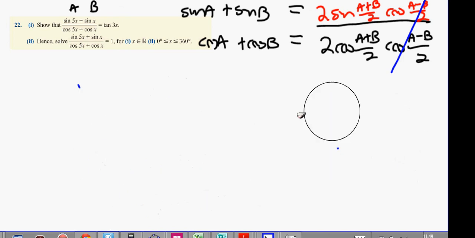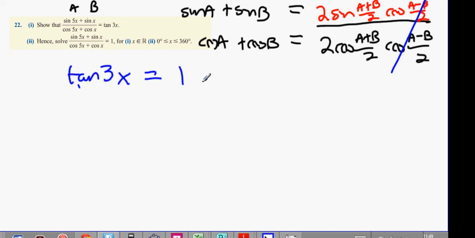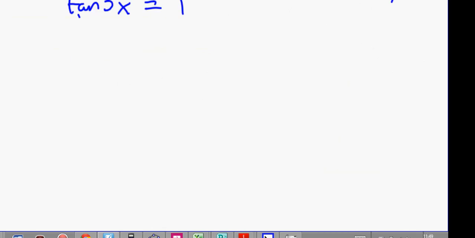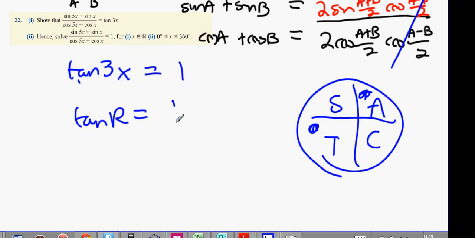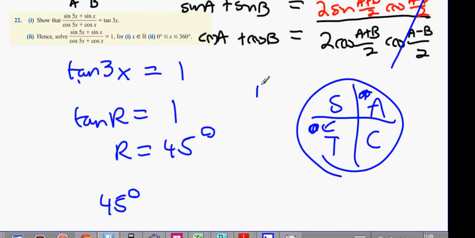Okay? Now we're on the second part. And the second part, I won't get to do it all now, but here's what's going to happen. You're going to get tan 3x equals 1. Yeah? It's going to be 2 quadrants, isn't it? So it's going to be 2 quadrants, ASTC. So it's going to be A and T. Okay? And when I tan inverse 1, what's R going to be? R is going to be 45. So it's 45 degrees and what's the other one? 180 plus R, which is 225.